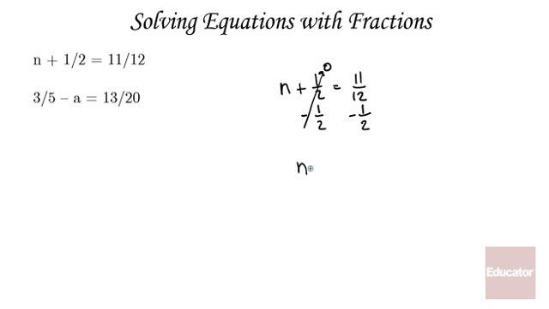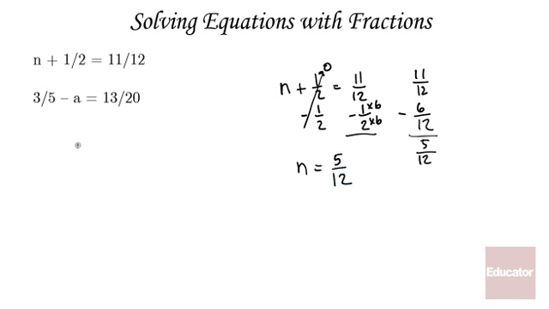n is by itself. Now on this side, just as in adding or subtracting fractions, the denominators need to be the same. So let's do that first. They can both become 12. So I'm going to do 2 times 6 and 1 times 6. So then I have 11 over 12 minus 6 over 12. 11 minus 6 is 5, and the denominator stays the same, 12. So n equals 5 over 12.